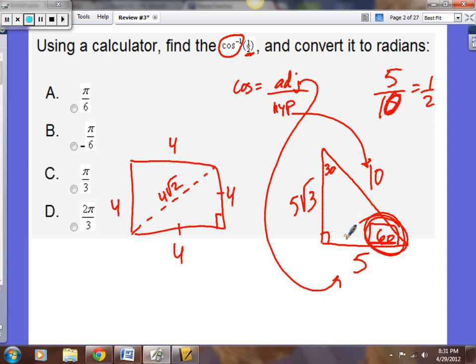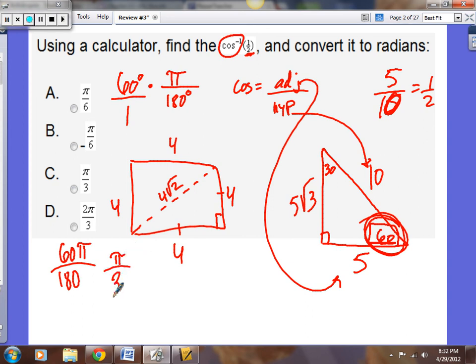But your answers A, B, C, D are not in degrees. So we're going to take 60 degrees and we're going to convert it to radians. So I'm going to multiply it by pi over 180, put that over 1. So I'm going to have 60 pi over 180. And if I reduce the fraction 60 over 180, I'm going to have pi over, is that pi over 3? So your answer is C.